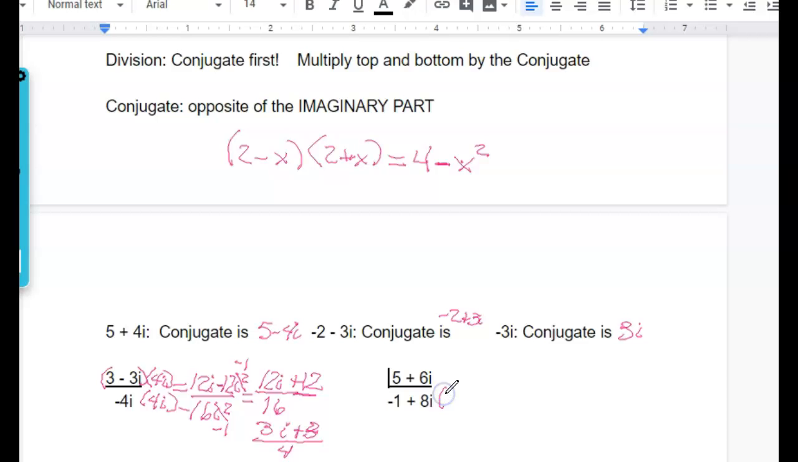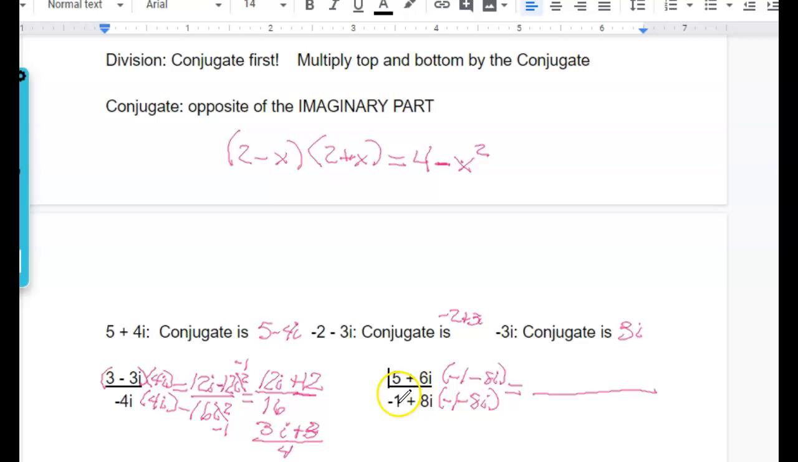All right, so one more really quickly. First, I look at the conjugate. Negative 1 stays negative. It's this part that I'm going to change. So negative 1 plus 8i has the conjugate negative 1 minus 8i, of this denominator only. I don't care if there's an imaginary number in the numerator. You never use the conjugate there. So I'm going to multiply negative 1 minus 8i to the top and the bottom.